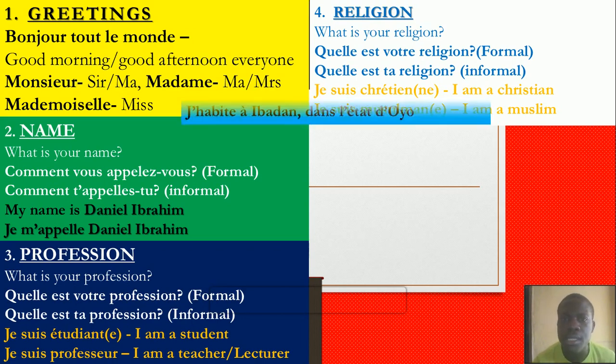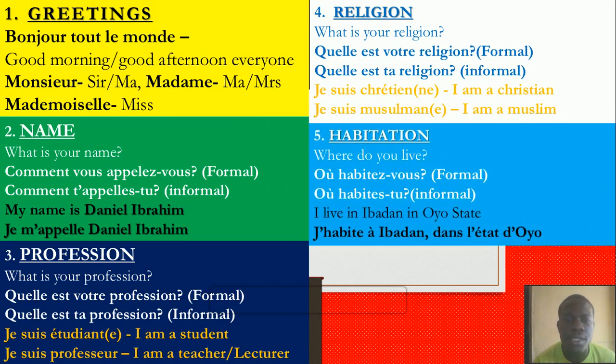Now, the next step, number 5 in self-introduction, is your habitation. Habitation is, where do you live? That's the question. How do we say that in French? The question in a formal way, we say, où habitez-vous? That is, where do you live in a formal way, as you can see.